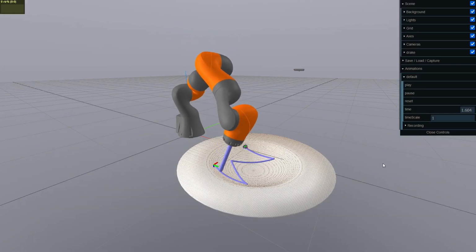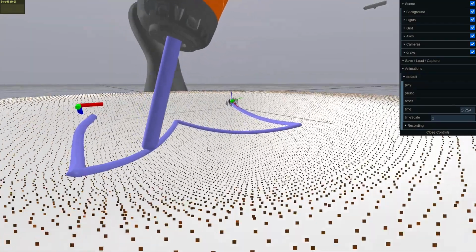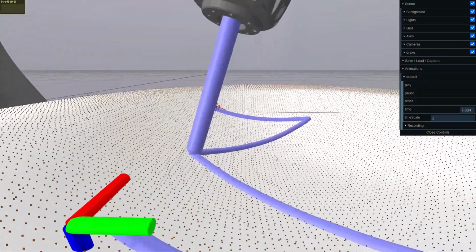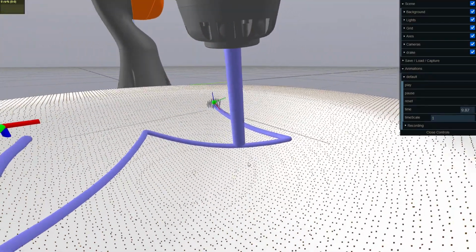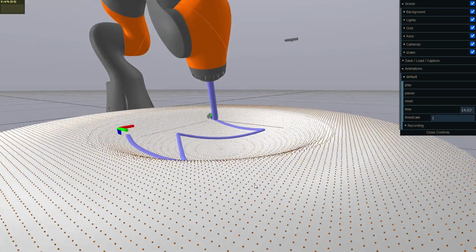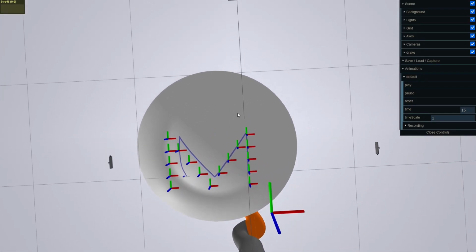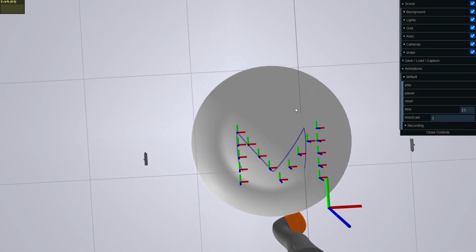So here we can see the iiwa trying to draw an M. We can zoom in here. We can see how the end effector is rotating to meet the surface normal as it draws. And below we can see the trajectory it's trying to track, and you can see that it tracks it pretty well. It's pretty spot on.